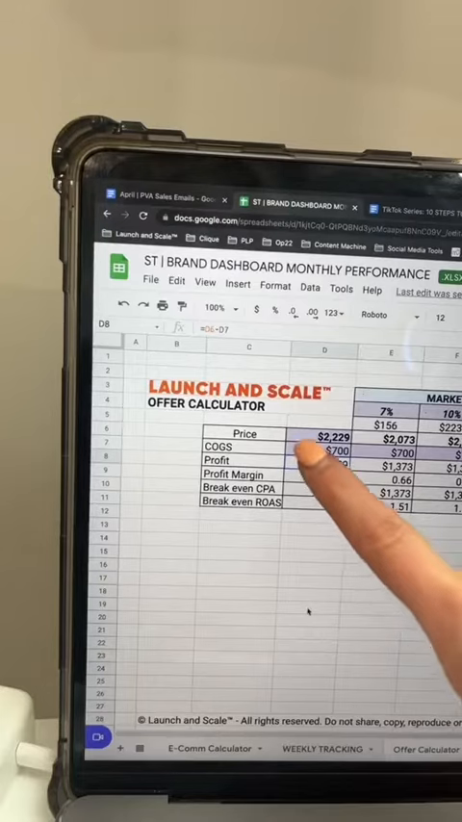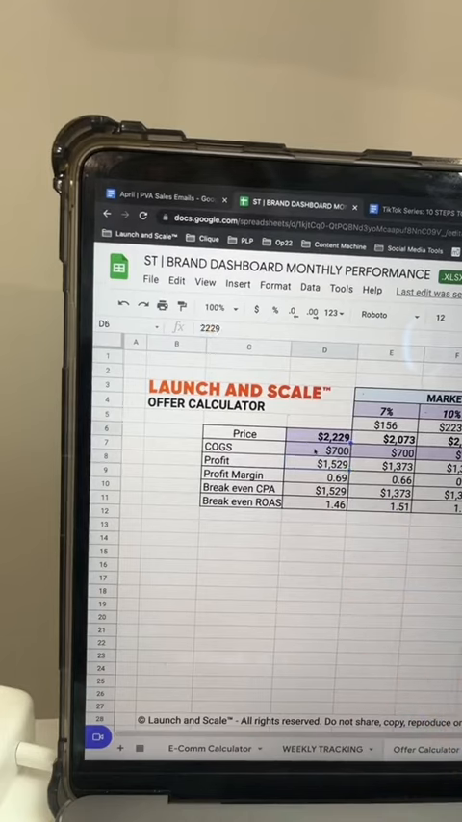Okay, so pay attention to this column here. If this is your price, minus your cost of goods, which is how much it costs you to make one unit, minus that gives you your profit margin before any acquisition cost, before any ops, anything else. So this is your baseline profit. You then take your profit margin, which is a collection of D8 divided by D6. So that's your profit divided by price, giving you your profit margin.